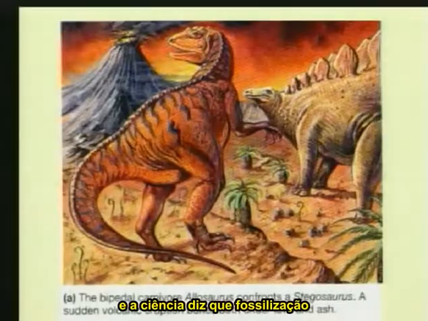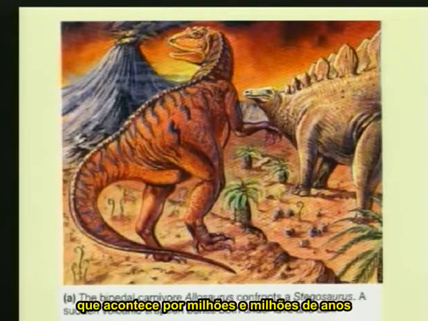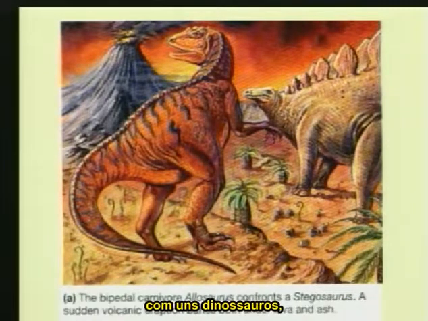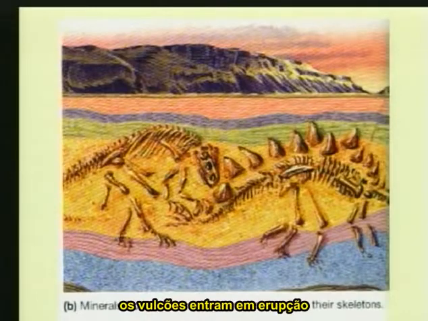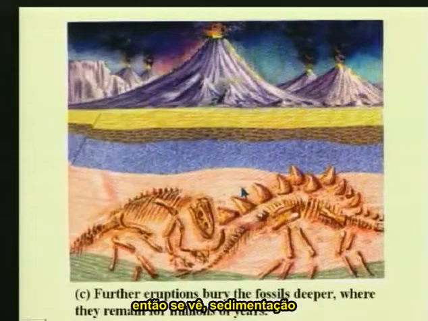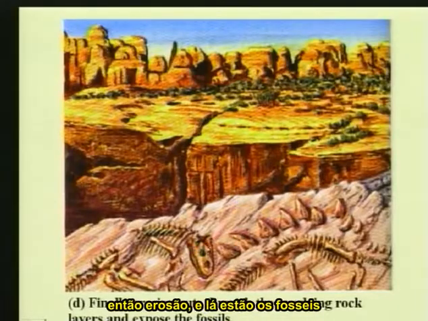And science will tell you that fossilization is actually a chance process over millennia, millions of years. Here and there something will fossilize. So that, for example, this is typical textbook stuff. You have some dinosaurs, a volcano erupts, they get buried in the volcanic ash, and then there is some sedimentation or more volcanic eruptions, then erosion, and up they come, and there you have the fossil.